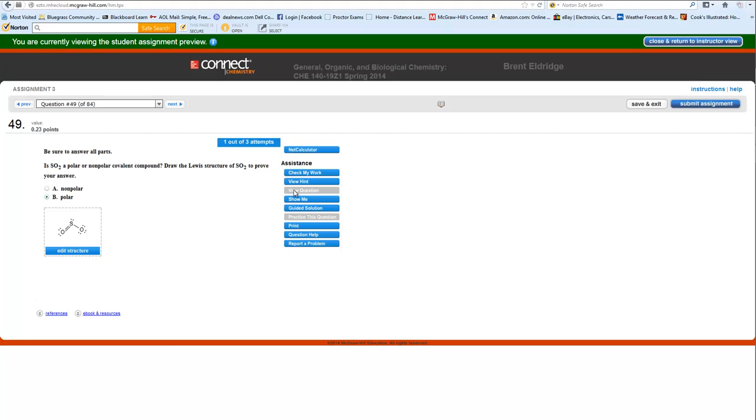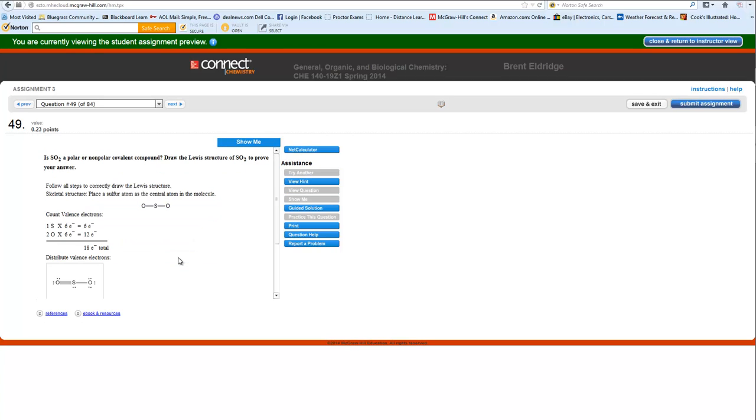Do you have to make it angled like that? Not to get the correct answer, because it doesn't ask you for VSEPR. It just says Lewis structure. Let's see what theirs looks like. We can actually see the answer, right? Show me. Let's say we give up and see what it looks like. All right, so that's what theirs looks like.